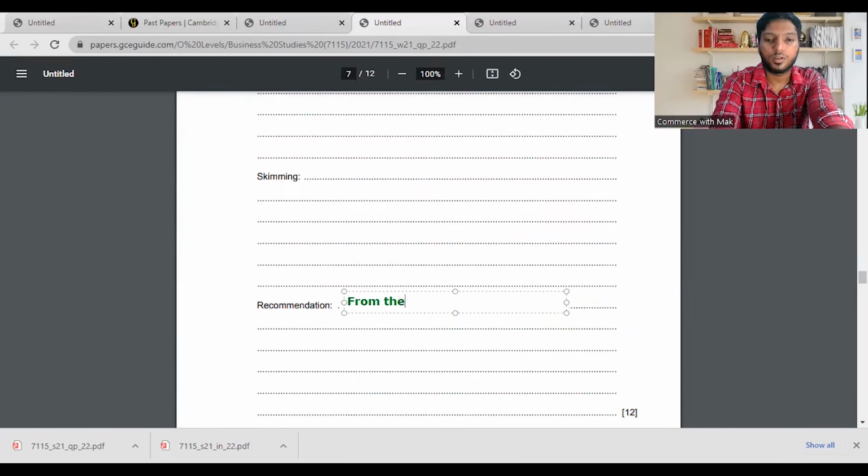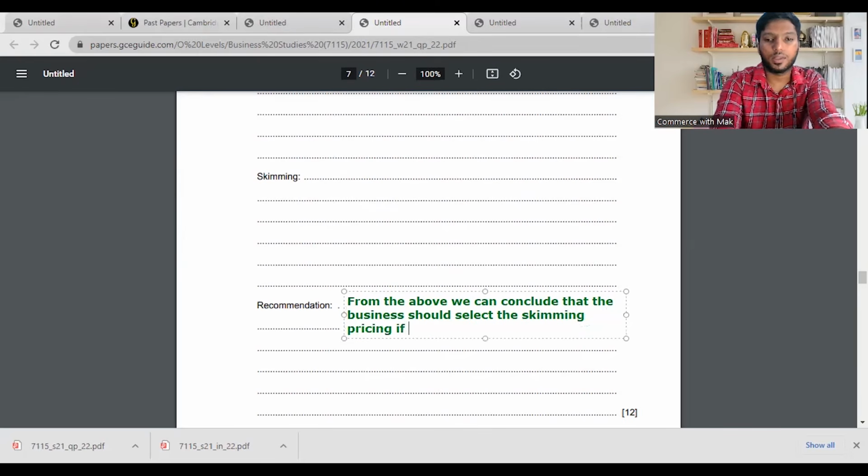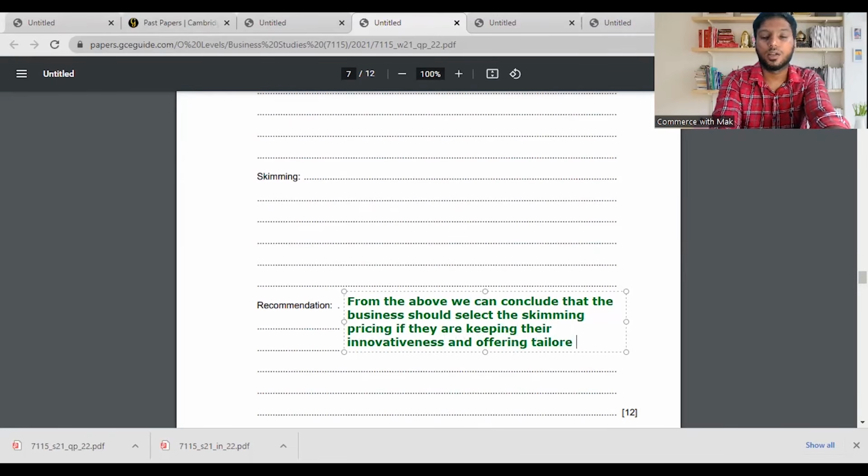from the above, we can conclude that the business should select the skimming pricing if they are keeping their innovativeness and offering tailor-made products. As this is a job production, it's better they offer tailor-made, or you can say customer-based products.